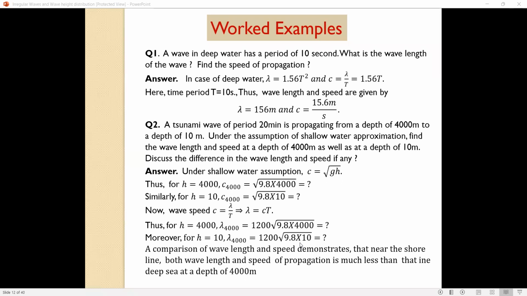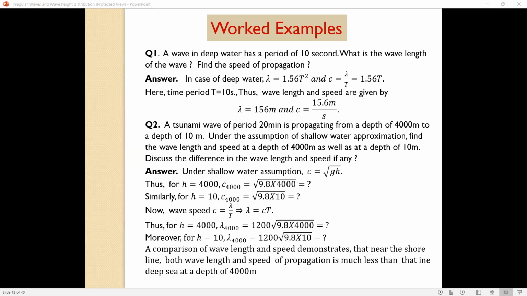So now the second question, I'm talking of a tsunami, a wave of period 20 minutes propagating over a water depth of 4 kilometer, that is 4,000 meter, to a depth of 10 meter. That means from the deeper sea to the shoreline. So under the assumption of shallow water approximation, find the wavelength and speed at a depth of 4 kilometer as well as at a depth of 10 meters. So let's look at this.